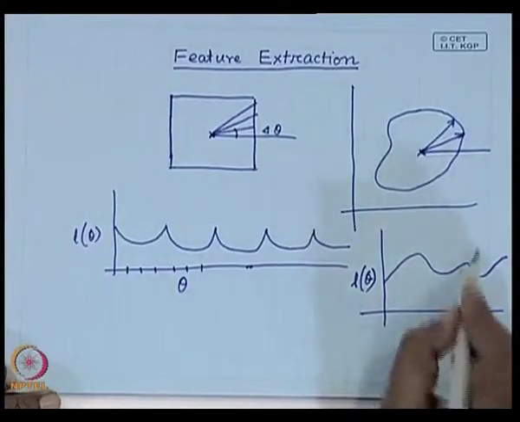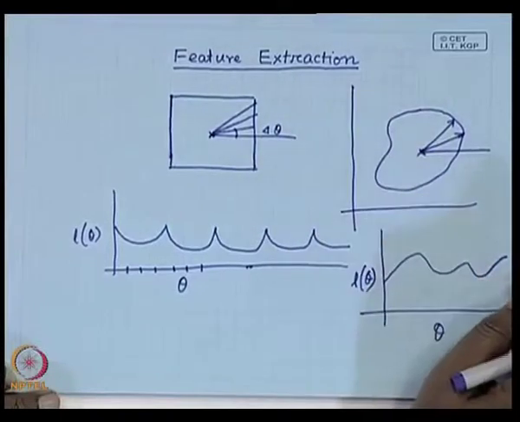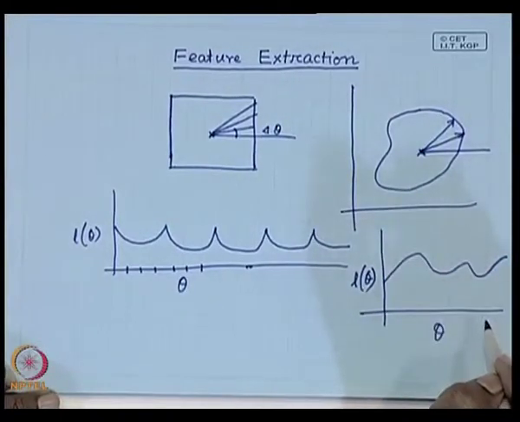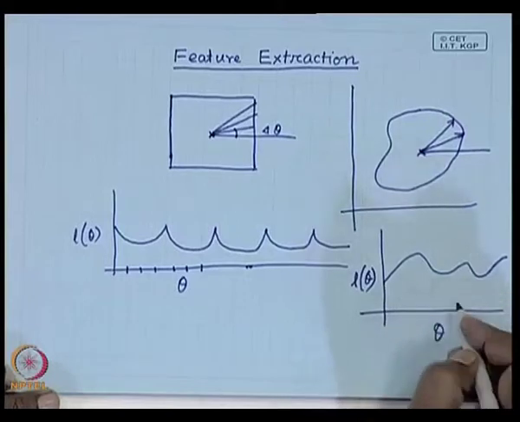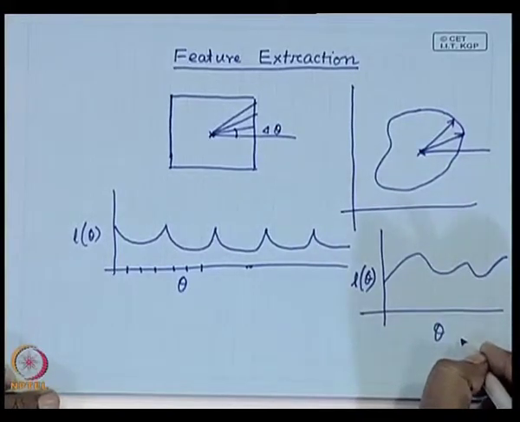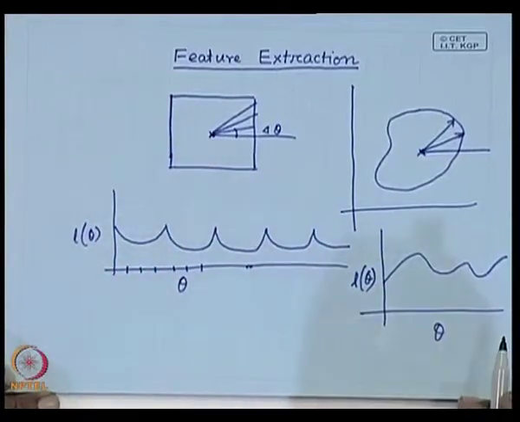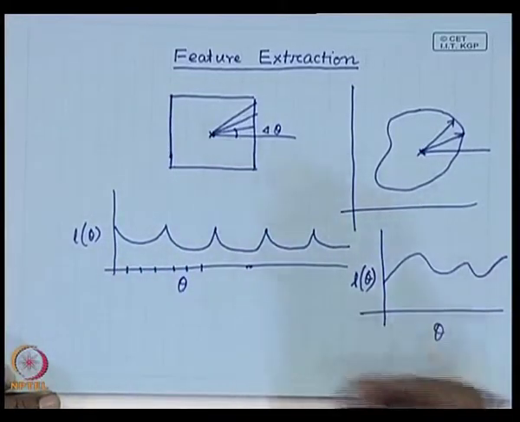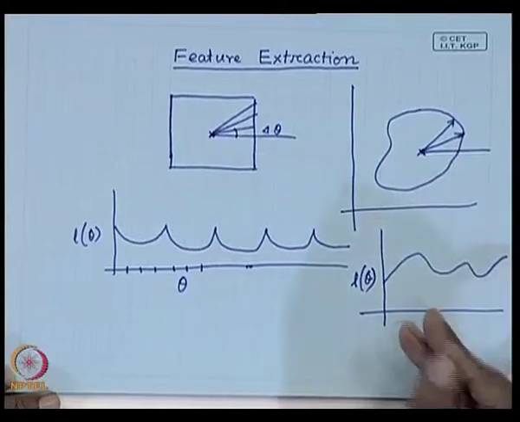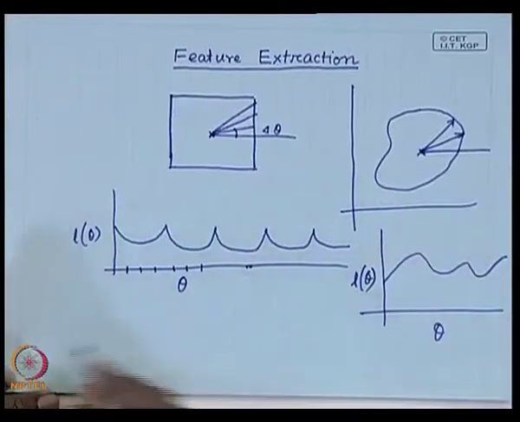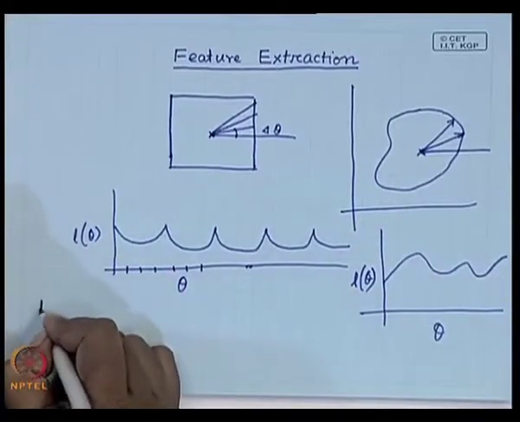So, what I get is that this two-dimensional boundary information is converted to a one-dimensional function, a distance function, distance with respect to orientation, that is theta. If I take this as the boundary signature, then I can generate different types of features or feature vectors from this particular pattern itself, and one of them is the moments.